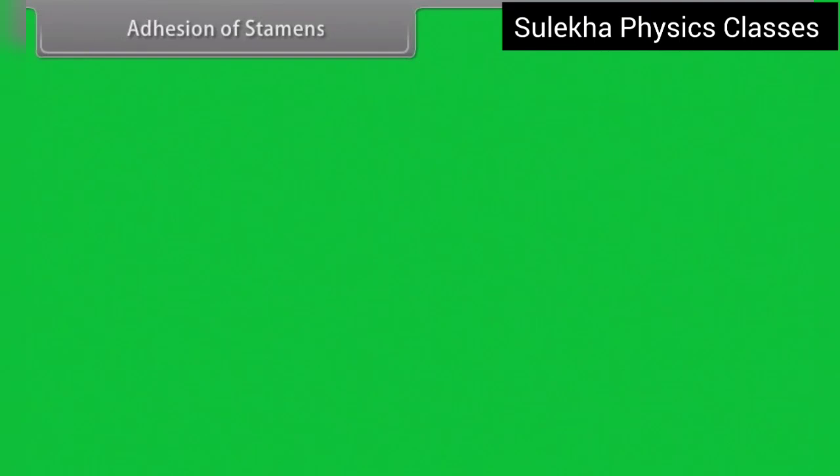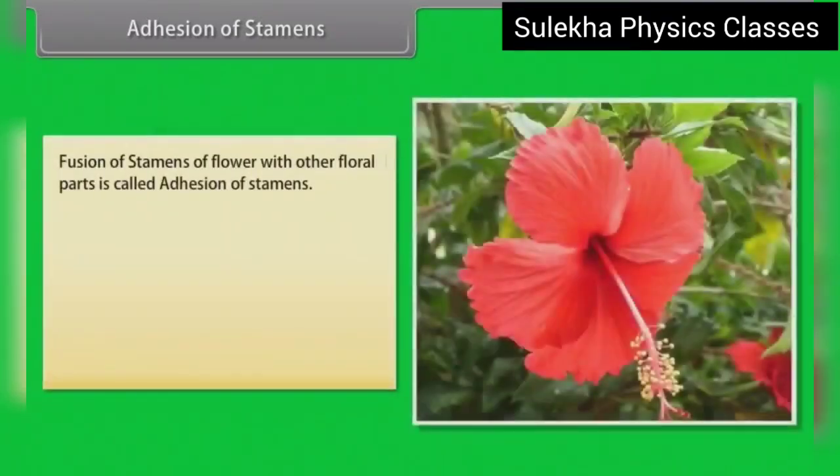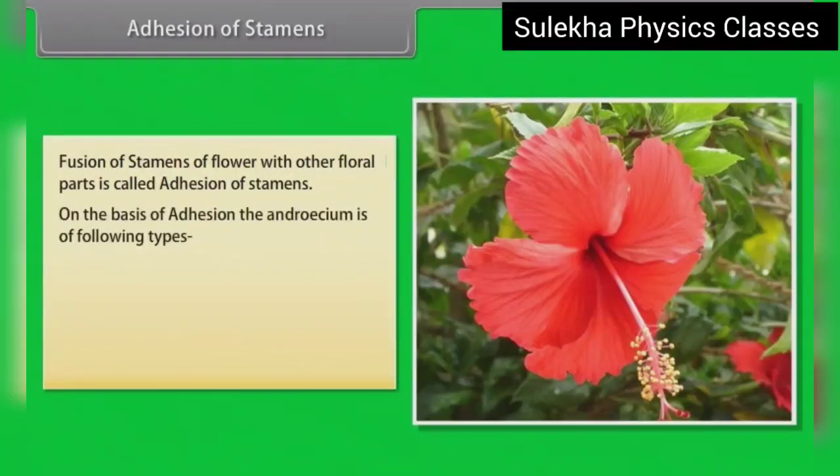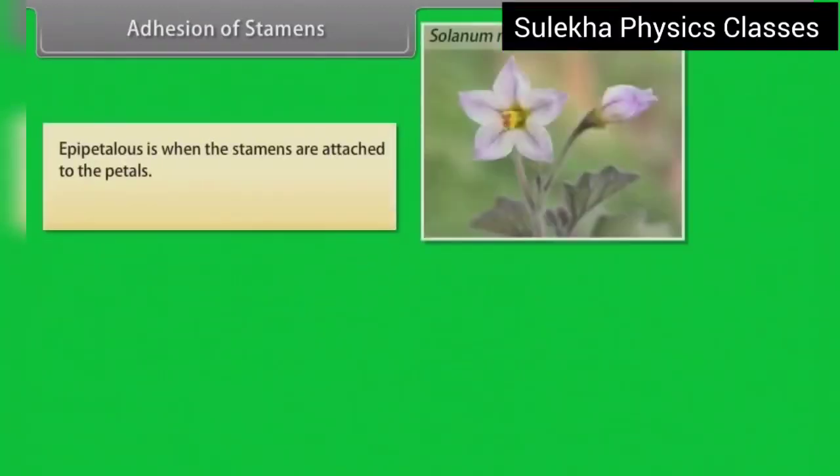Adhesion of stamens. Fusion of stamens of a flower with other floral parts is called adhesion of stamens. On the basis of adhesion, the androecium is of following types: epipetalous, episepalous, epiphyllous, gynandrous. Epipetalous is when the stamens are attached to the petals. Example, Solanum nigrum, brinjal.